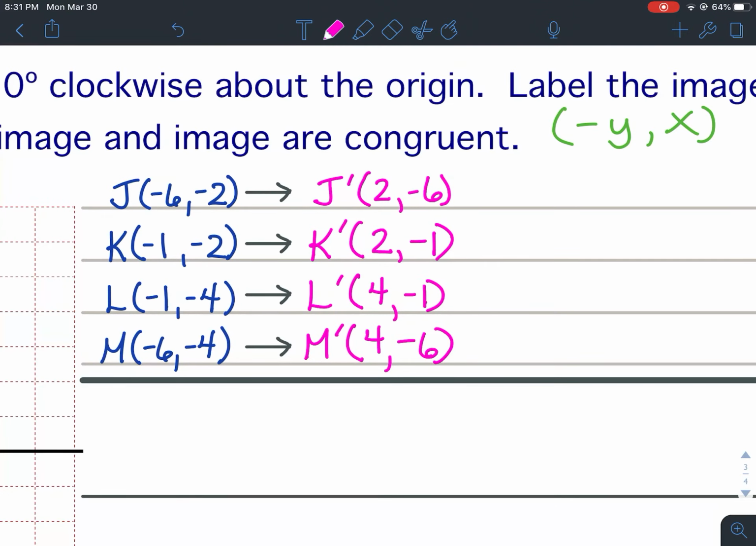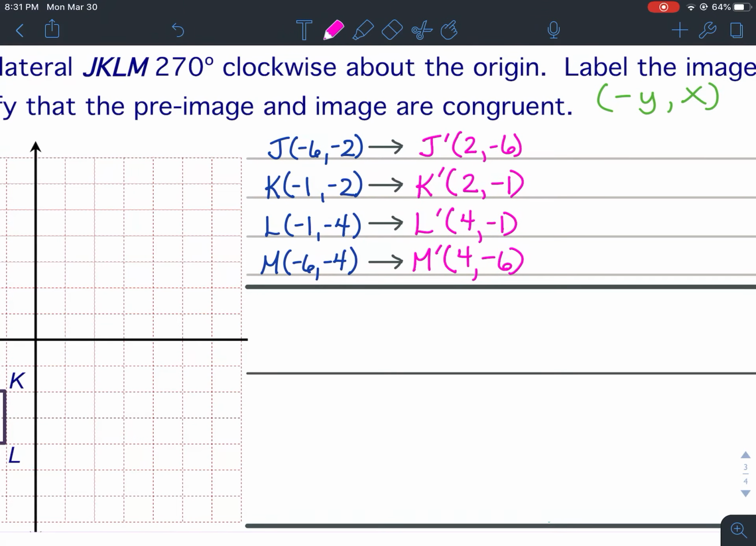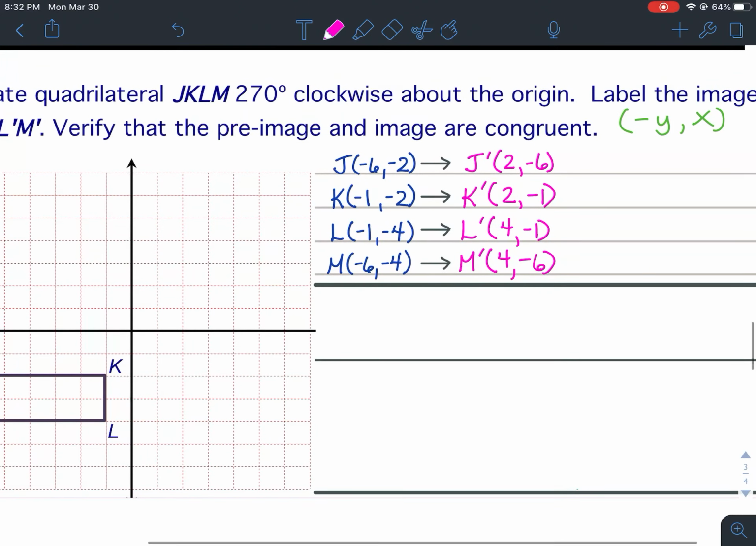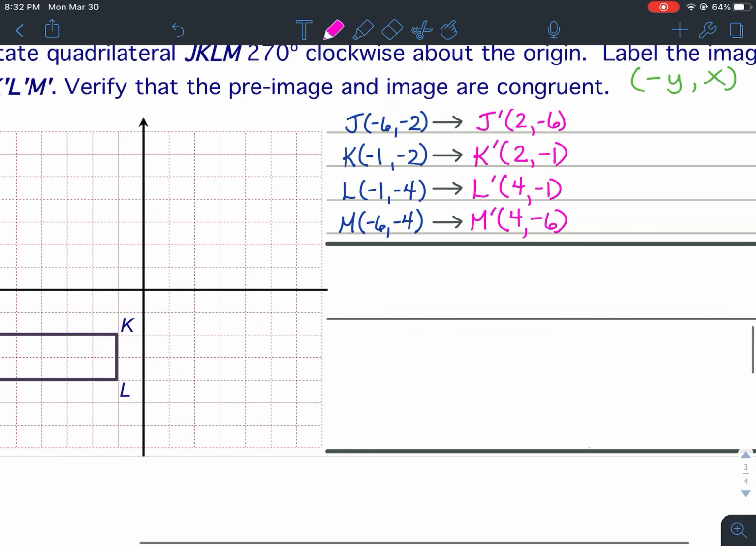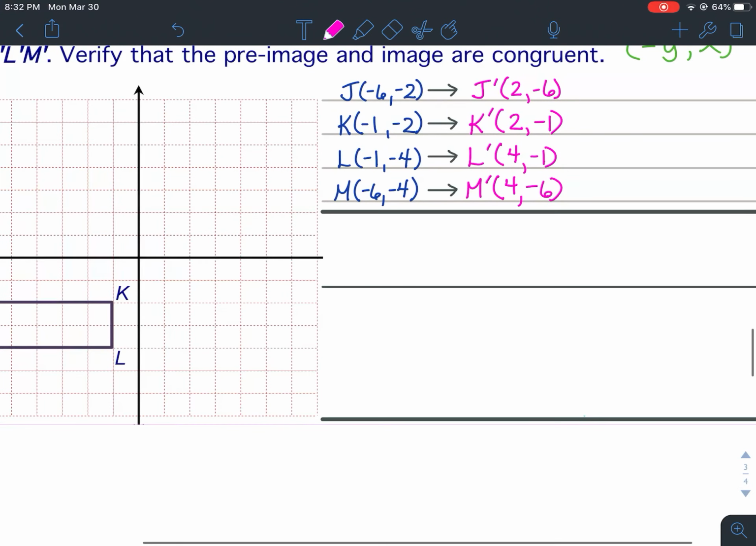Okay, let's plot our J prime, K prime, L prime, M prime. Now this is rotating, so it's going to look a little different. It's not going to have the same orientation. So 2, negative 6. I've got 2, negative 1. This would be J prime. This is K prime. L prime is 4, negative 1. And M prime is 4, negative 6.